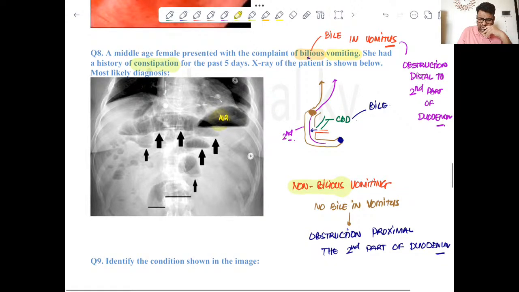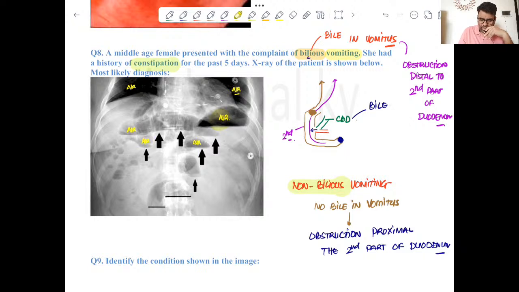Anyway, if you see a black shadow, again you can see here, this is all air in the lungs. So when you see a black shadow, this is all air. What you can see is air here, right? This is all air, clear?